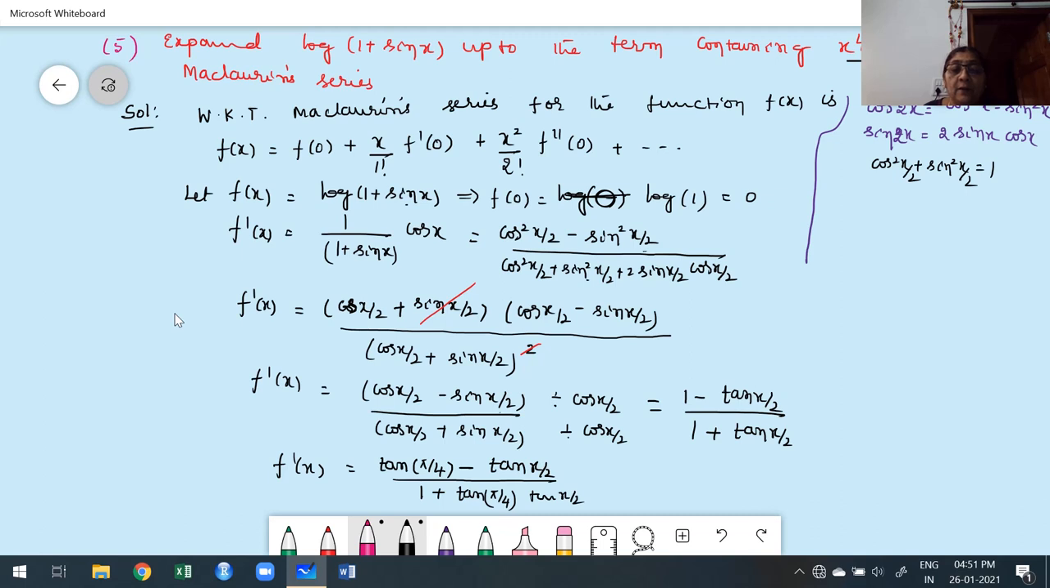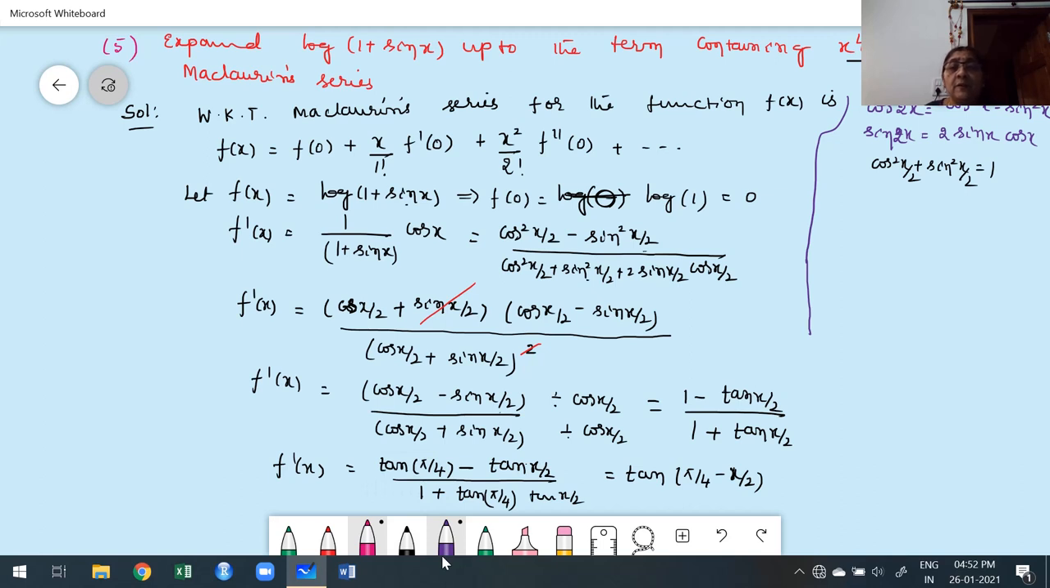Okay, this is just one of the formulas: tan A minus tan B divided by 1 plus tan A tan B is nothing but tan of A minus B. What is A? Pi by 4 minus x by 2. That is a fundamental thing. Because of that I simplify. Otherwise it's very tedious. We are not going to use any extraordinary thing; with the help of your fundamental relations, I simplify as far as possible.